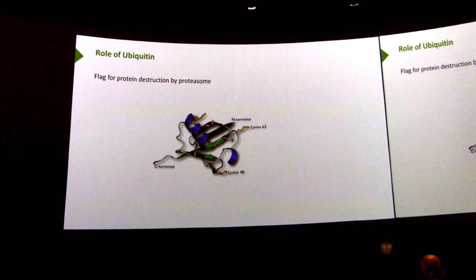This shows the structure of ubiquitin. Don't really have much more to say about that.